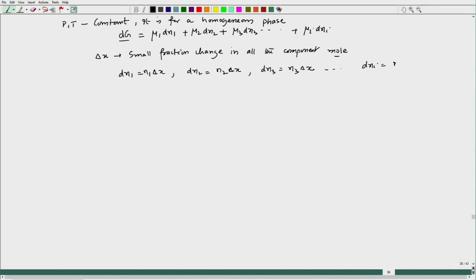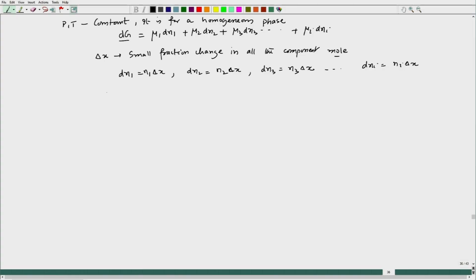dNi would be equal to Ni del x, and N1, N2, N3, N4, those are basically number of moles of different components. Okay. Please understand that 1, 2, 3, 4 are not the number of moles, rather number of the moles of those components. And G is also extensive property, just like number of moles. So, then I can also write del x G would be equal to delta G.